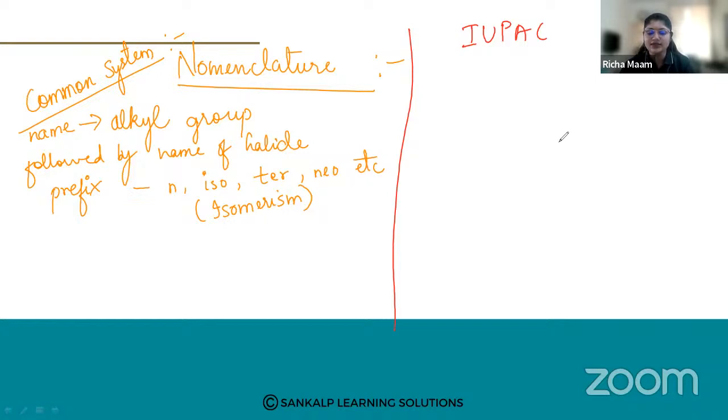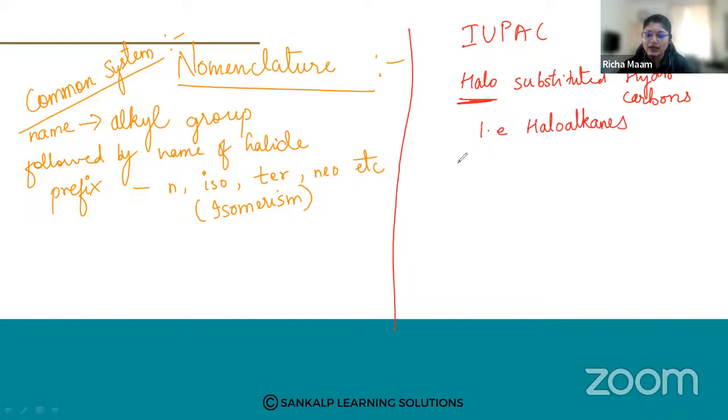In the IUPAC system, they are named as halo substituted hydrocarbons, because the hydrogen atoms are replaced by the halogen group. So we name them halo substituted hydrocarbons, and they are called haloalkanes. Now in the case of aryl halides, what are they called?